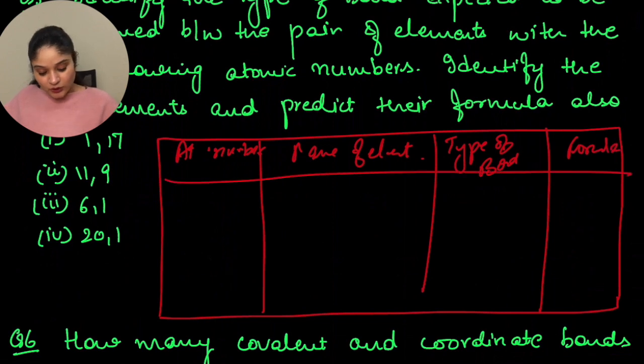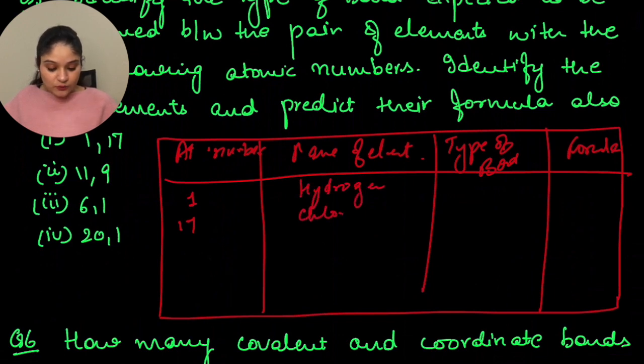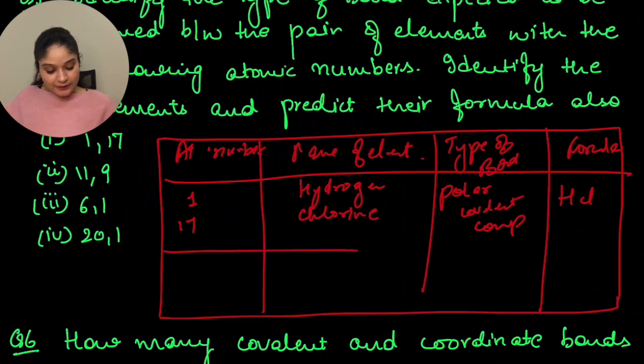So let's see. The first one is 1 and 17. So what is 1? 1 is hydrogen. An atomic number of 17 means we are talking about chlorine. And what kind of bond will these form? These will form a polar covalent compound. What will be the formula? HCl.